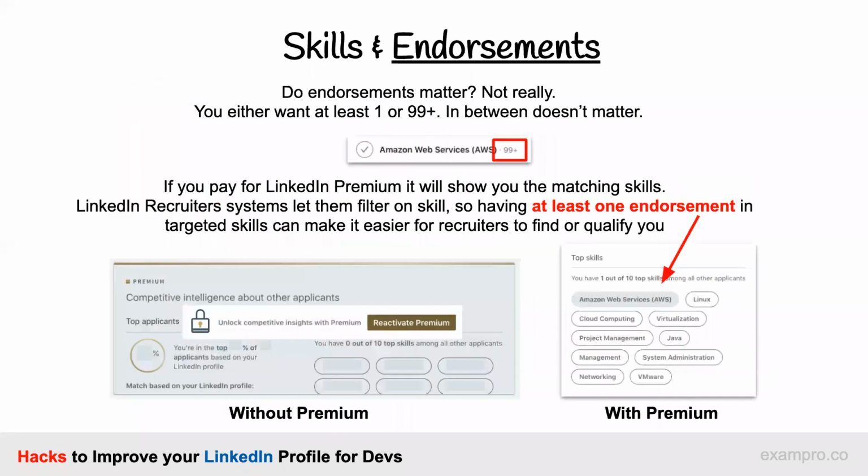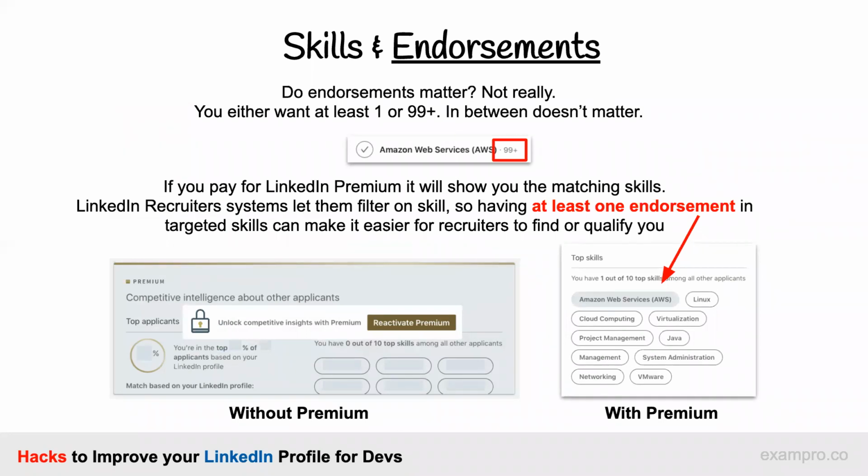So there's that. Endorsements. Endorsements is when someone says, hey, you're good at this. Here's a fellow in my network, he has 99 plus, which is after 99, they don't show it. And so do endorsements really matter? Because everyone says, does it matter? Do I need to have lots? And I say, not really.